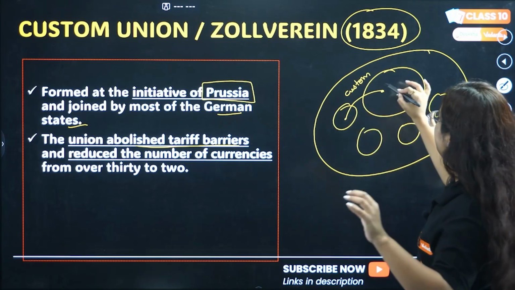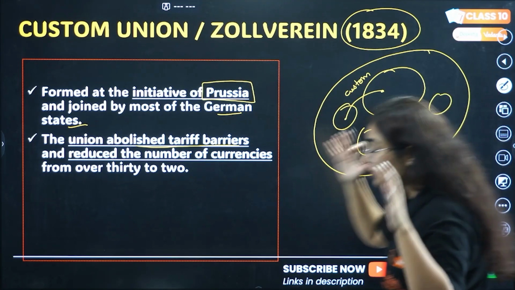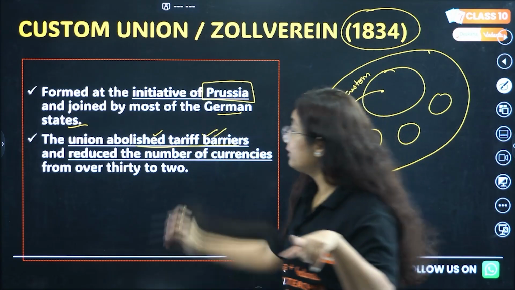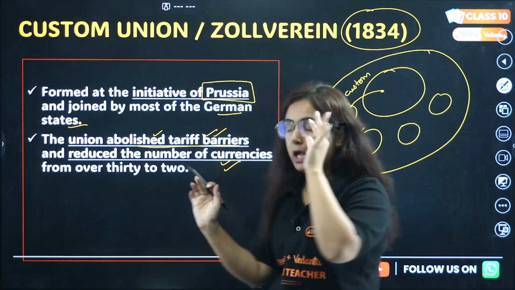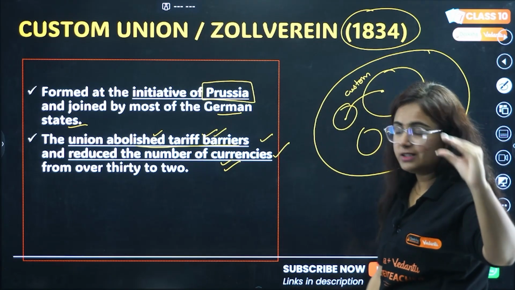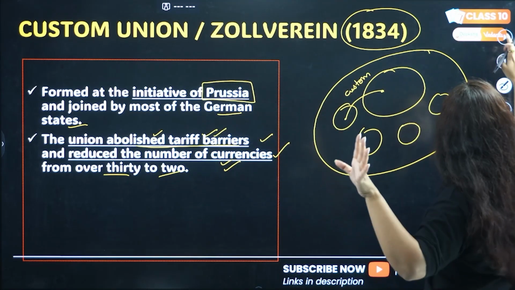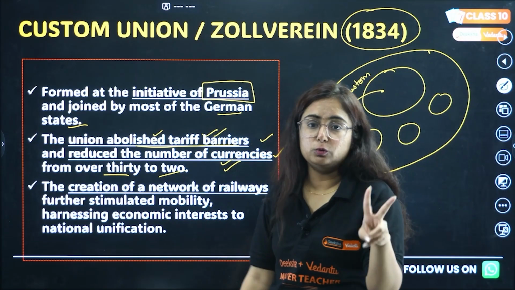Right? We have different weights and measures which create a problem. So to solve that problem, let's abolish those tariff barriers and reduce the number of currencies. Even currency was different in different regions, and so these two things were done. They abolished the tariff barriers and they reduced the currency from 30 to 2. There used to be 30 territories' currencies, which was brought down to 2.